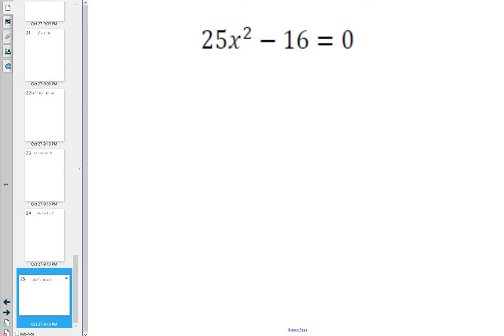What's good about this problem here? Just at first sight, what do we like about it? It's already equal to zero. That's good. Elena, what are we supposed to do after it's equal to zero? What I see a lot here is that people who don't like factoring just go, oh, that means that 25x squared equals zero and 16 equals zero.